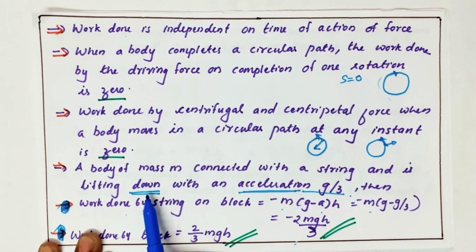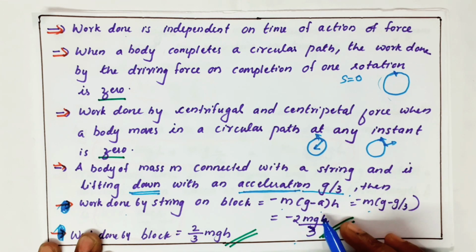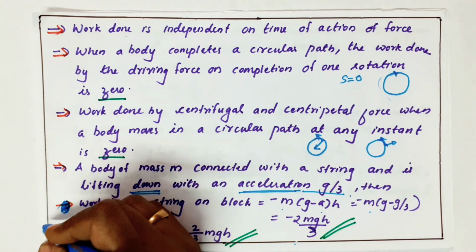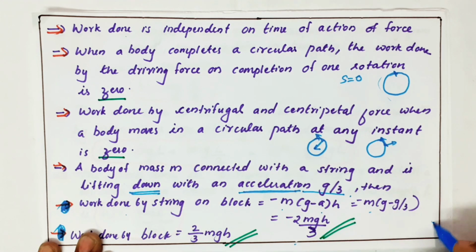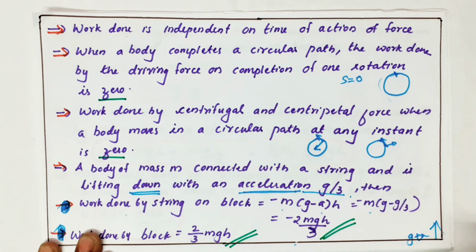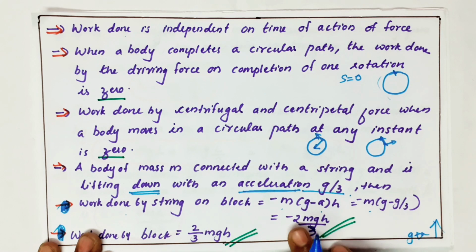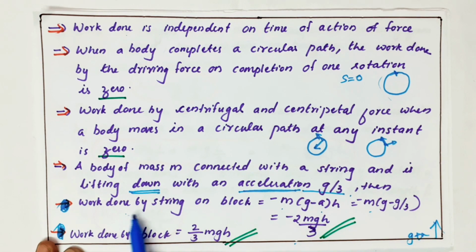So this question is a body of mass m connected with a string and coming down with an acceleration. So what is the resultant acceleration? g minus a. If they ask the same question where the body moves up, you know that it will come as g plus a. Clear? Then why did I put minus? Because this is the work done by the string on the block and this is the work done by the block. We know that action and reaction are equal and opposite.